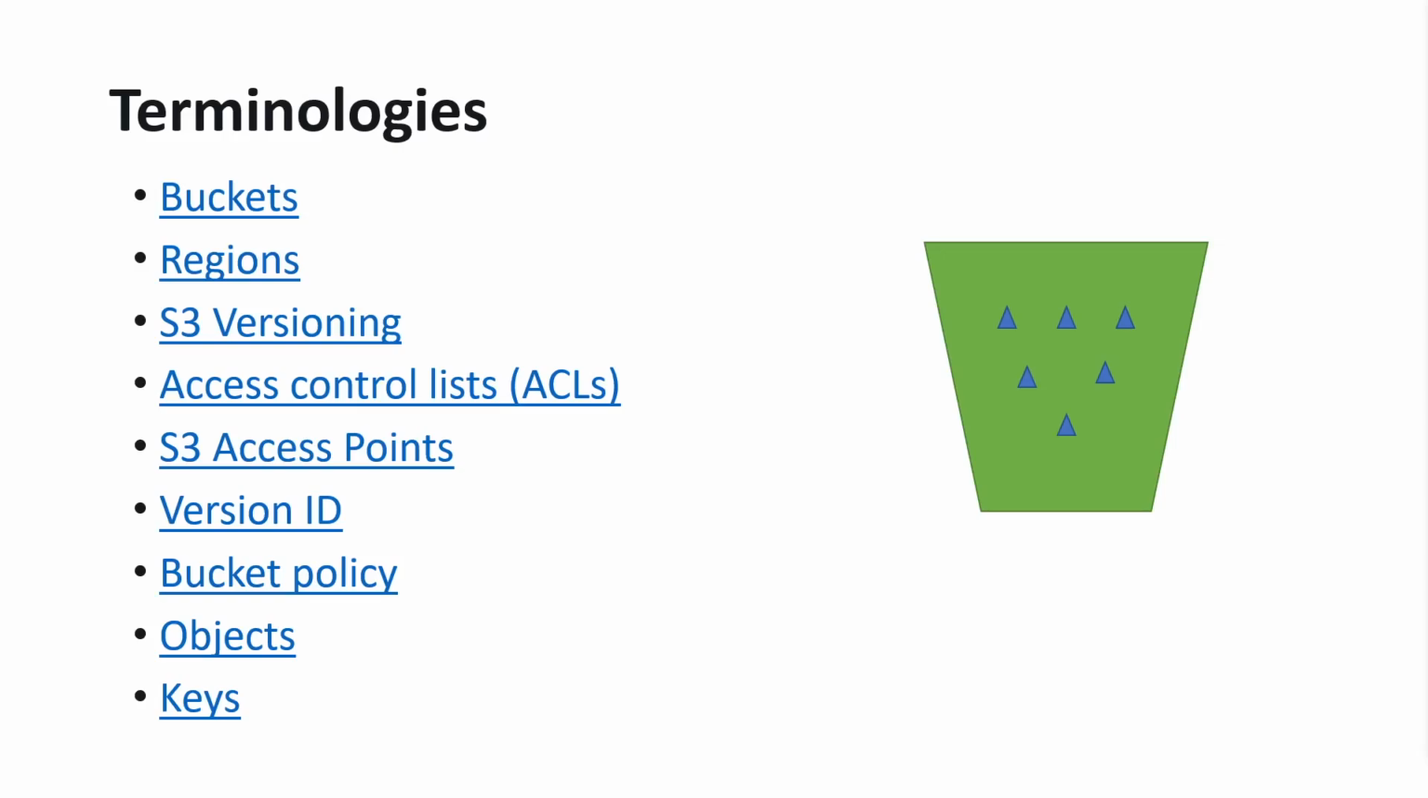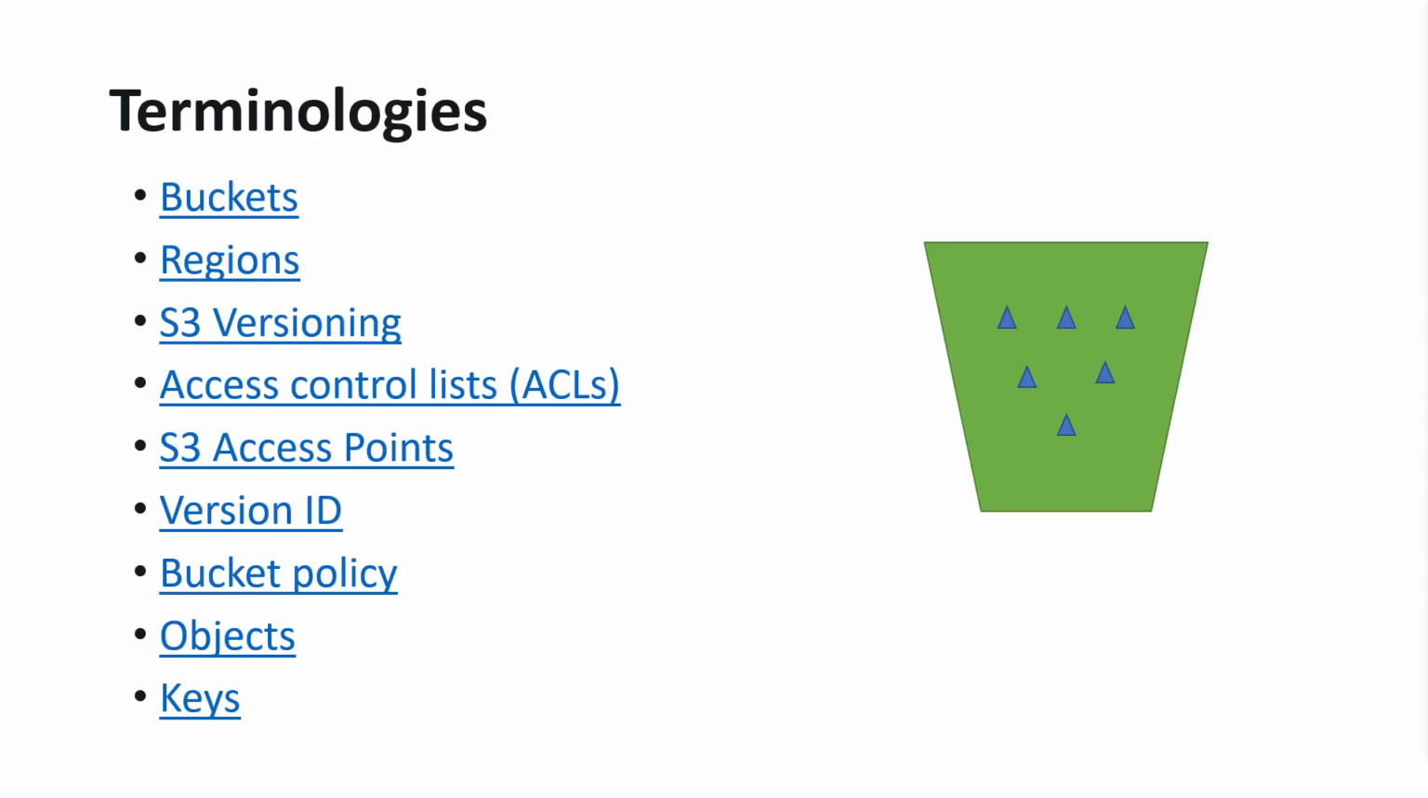Objects. These are the fundamental entities stored in Amazon S3. Objects consist of object data and metadata. The metadata is a set of key-value pairs that describe the object. These pairs include some default metadata such as the date it was last modified or created, or standard HTTP metadata such as content type.